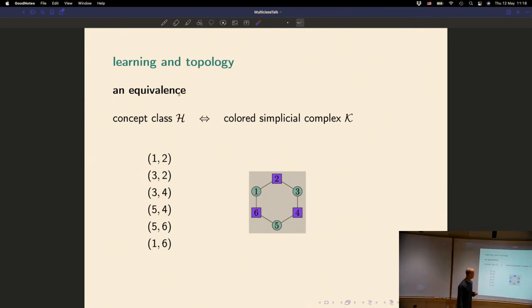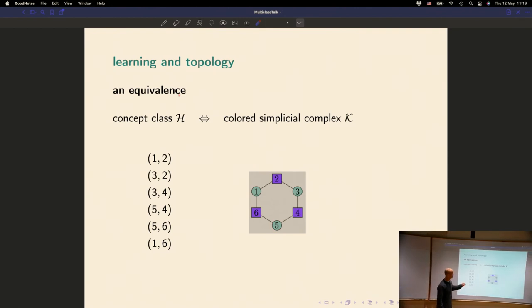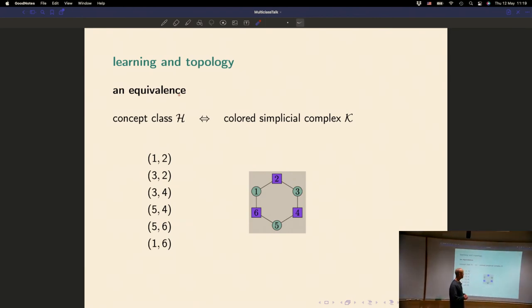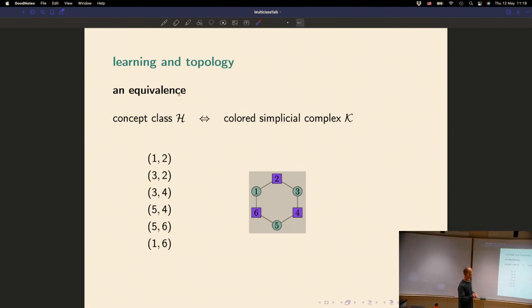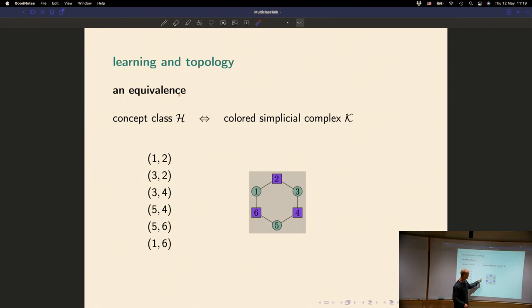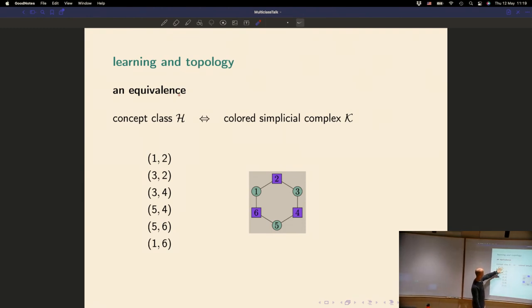The green vertices are the first coordinate. The blue vertices are the second coordinate. So we can represent these six functions in this way. This is a very simple operation. But now we took some concept class, and this is a graph, a two-colorable graph. In general, if there are more coordinates, we will get a simplicial complex here. It's a generalization of a graph, and it will be colored in the same way. So we have an abstract connection between concept classes and topology via this simple drawing.